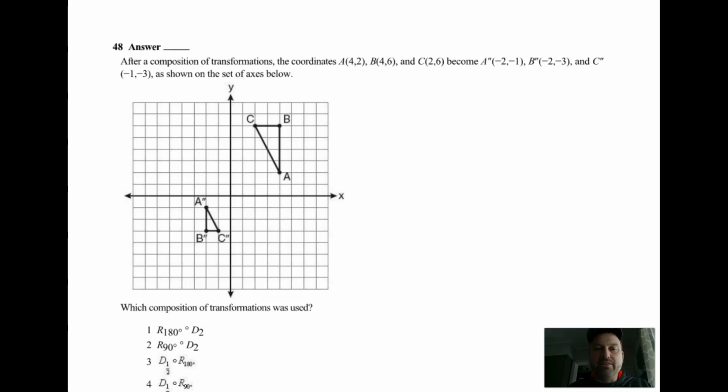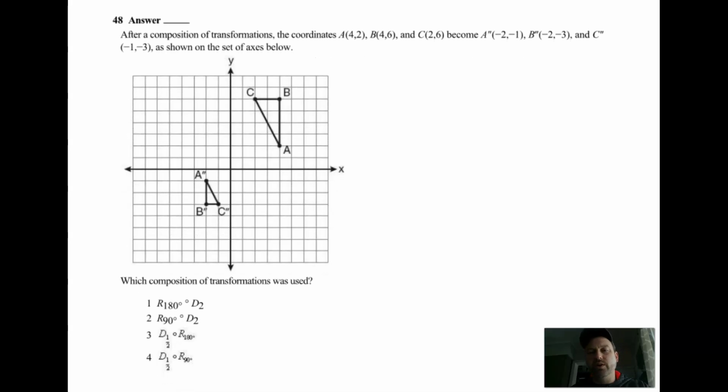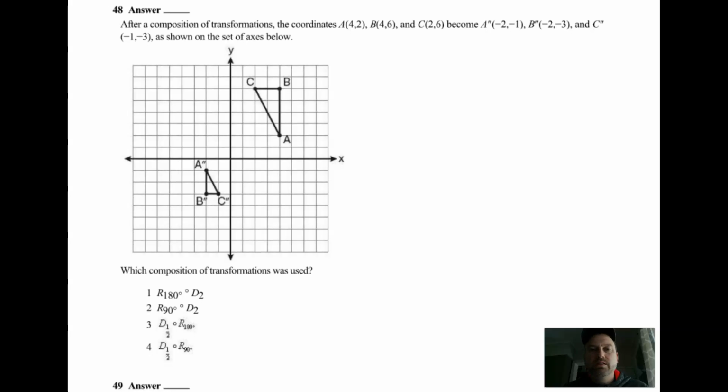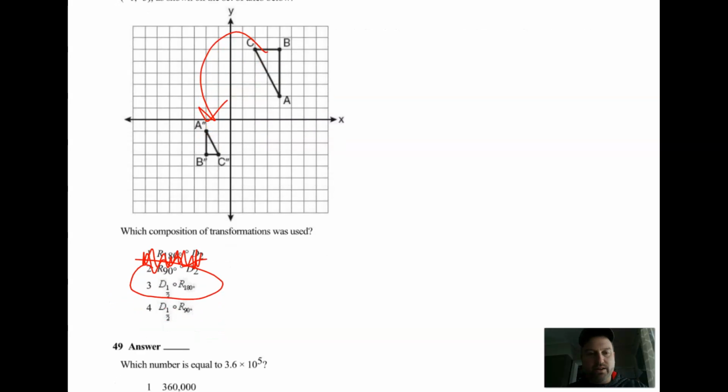Okay, 48. After a composition of transformations, which we call the sequence. Don't let that phrase composition throw you off. It's just doing a couple different transformations. So you go from ABC to A double prime, B double prime, C double prime. What composition of transformations was used? How did you get this triangle to match up with this triangle? Hopefully you recognize that the triangle is getting smaller, so the scale factor is less than 1. If the scale factor is less than 1, we're not dilating it by 2, so it can't be either one of those. Now, does that look like a quarter turn or a half turn? Hopefully you said half turn. Choice 3.